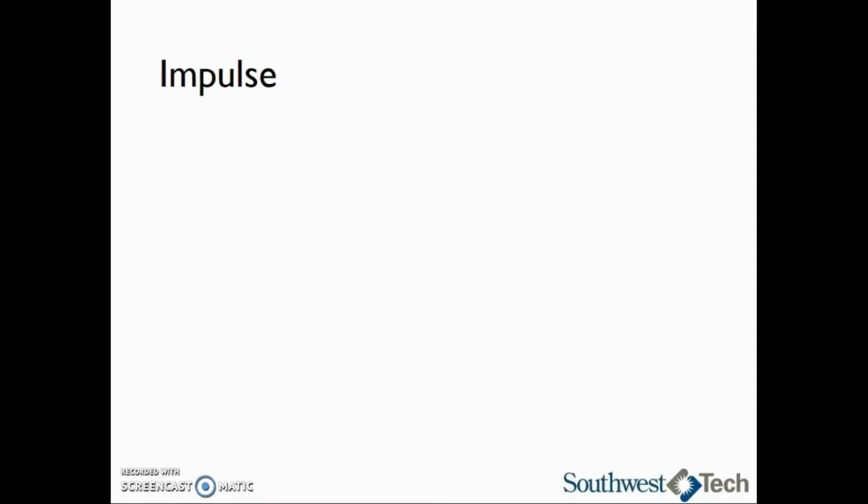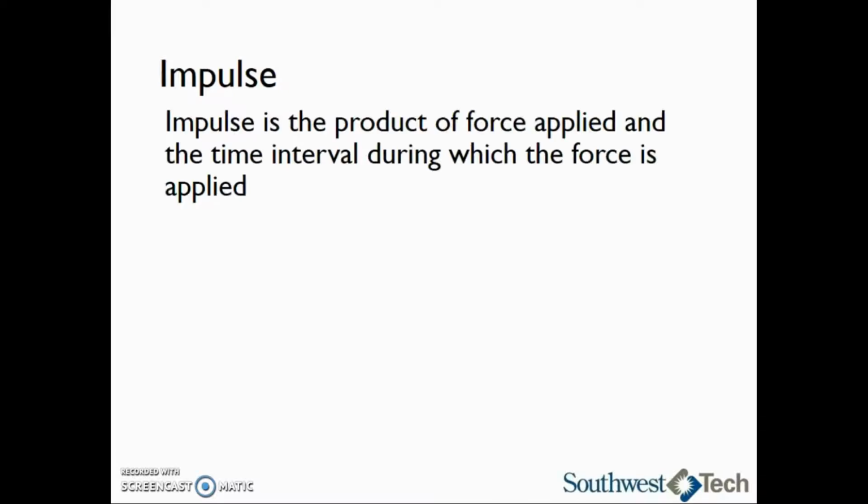In our second lecture video on momentum and collisions, we are going to discuss impulse. The impulse is the product of the force applied and the time interval during which the force is applied. This means that impulse is equal to F times t, where F is force and t is time.